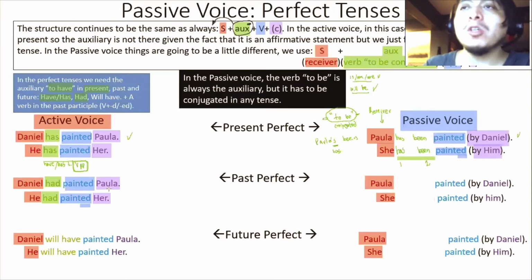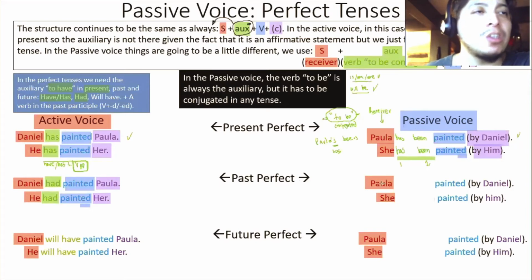Now, because Paula is the object, we can replace her with an object pronoun, her, not she. She is for subjects. Paula is the object. So we have subject, auxiliary, verb, and complement. Perfect. Everything's okay. Now, what happens in the passive voice? In the passive voice, we have the subject, but the subject is not the person doing the action. The subject of the passive voice is always the receiver.